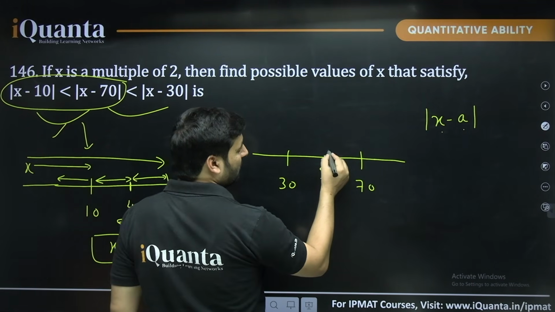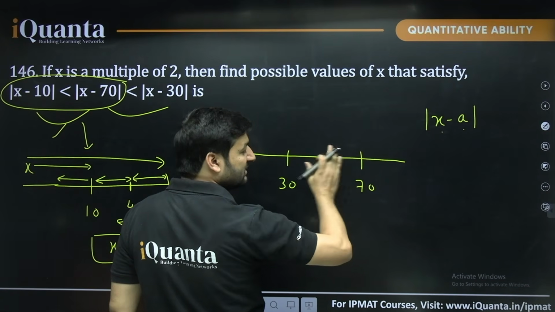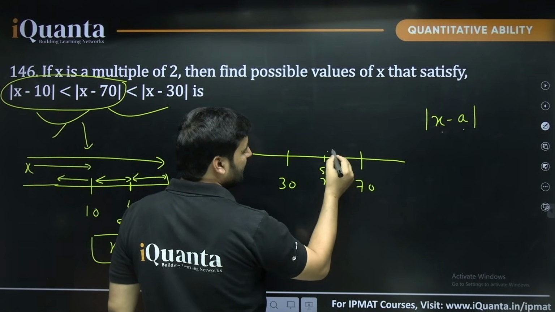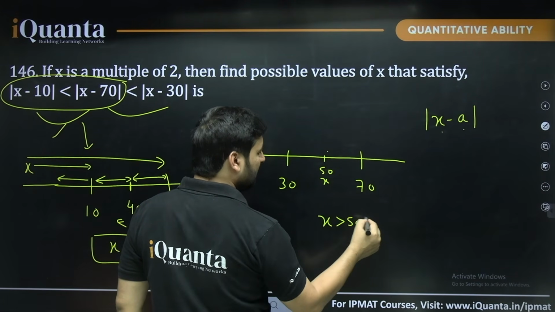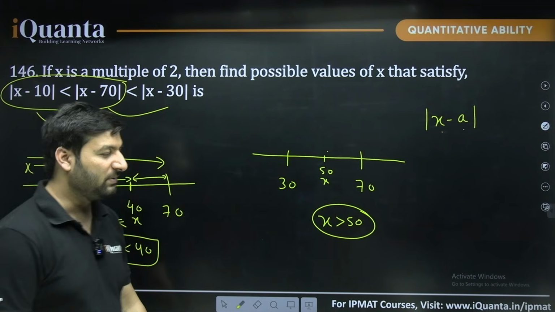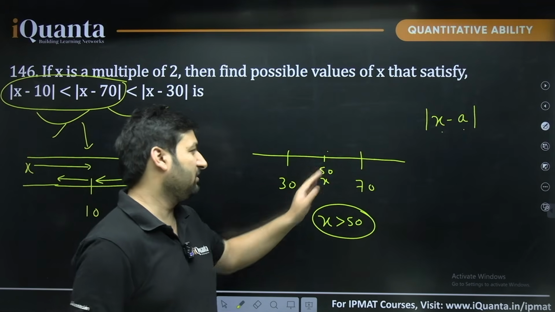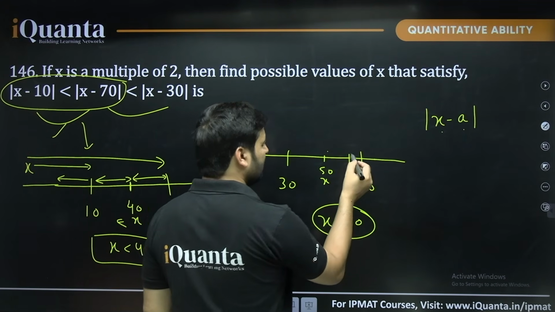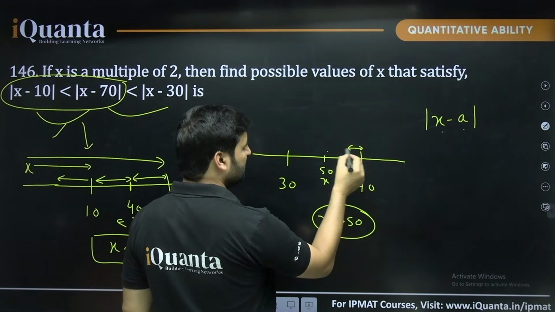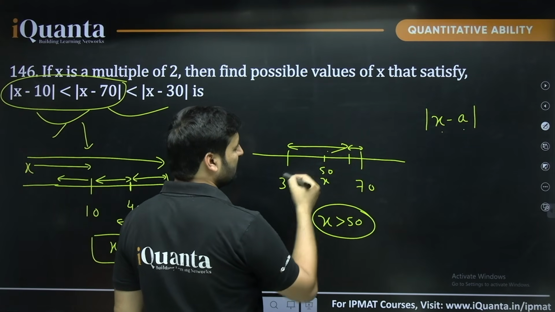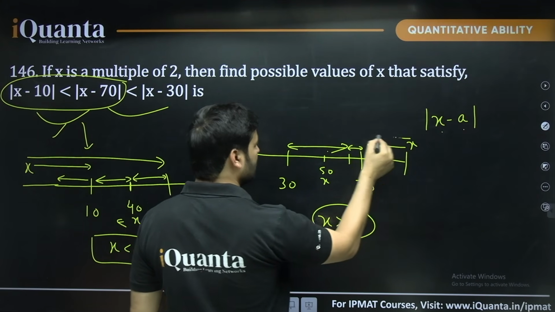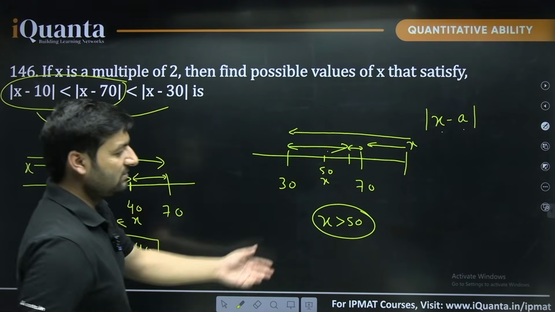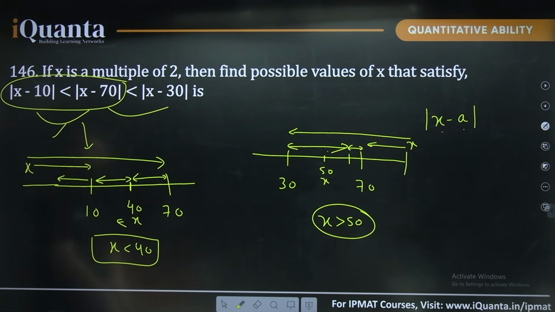So, obviously x should lie towards 70, from the half towards 70. So, obviously greater than 50. That means if x is greater than 50, then 100% if x is here, suppose here, then the distance of x from 70 is only this much, while the distance of x from 30 is this much. If x is somewhere around here, the distance of x from 70 is just this much, while its distance from 30 is this much. So, x should be greater than 50, isn't it?